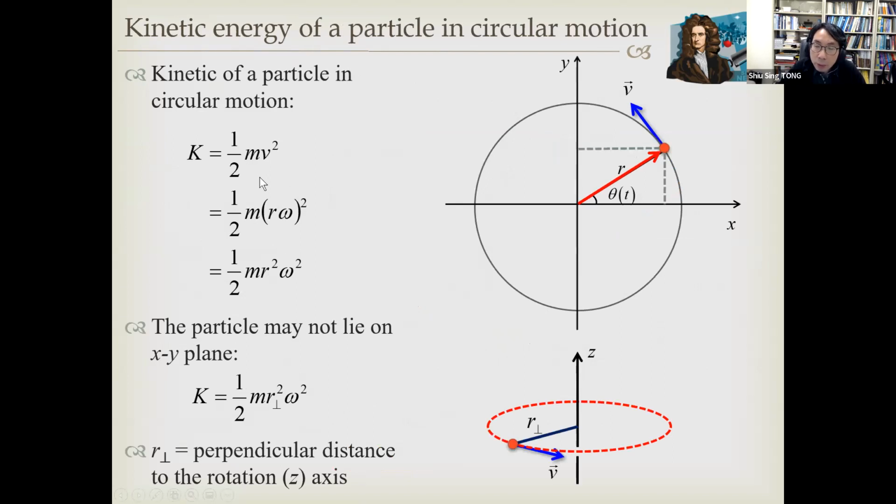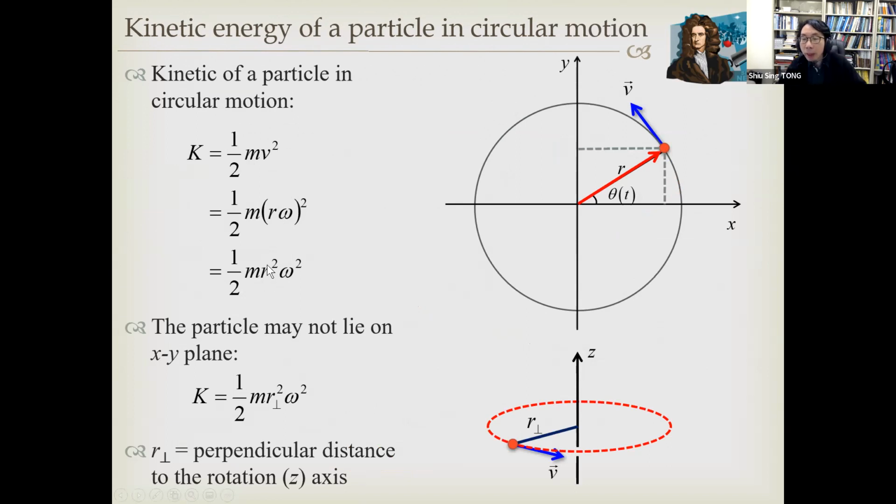Now we would like to write the kinetic energy of a particle in circular motion in terms of the angular velocity omega. The method is easy. You just change the v to r omega, right? This formula is correct no matter whether omega is constant or not. So that simply goes as half m r squared omega squared. That is the result.